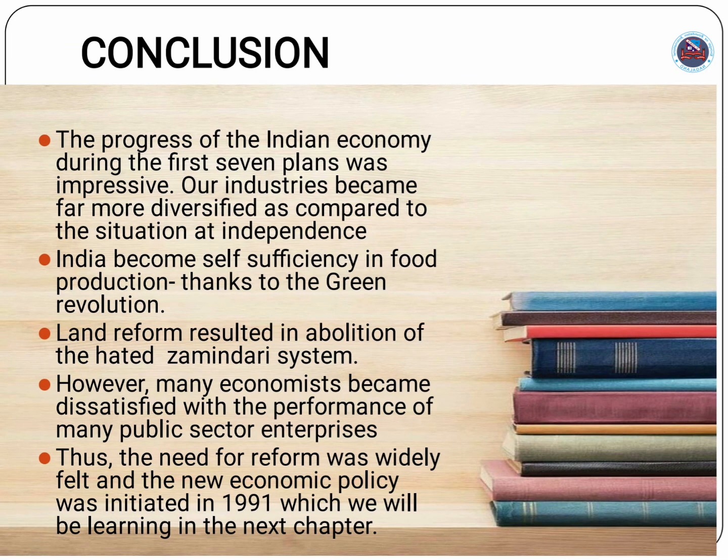So in conclusion, we can say that the progress of the Indian economy during the first seven plans, that is from 1950 to 1990, was quite impressive. Our industries were far more diversified as compared to the situation at the time of independence. India has also become self-sufficient in food production, for which thanks go to the Green Revolution. Land reforms resulted in the abolition of the hated zamindari system.